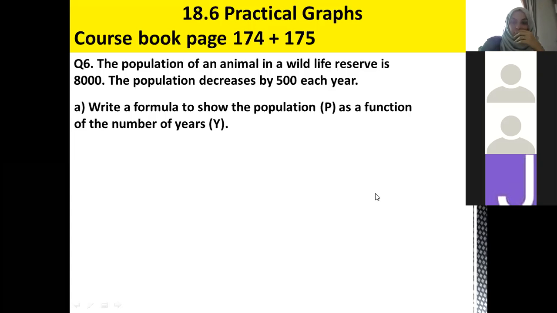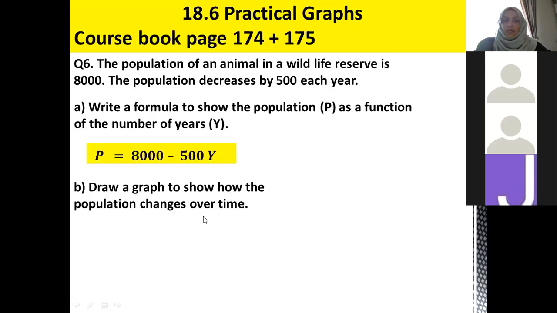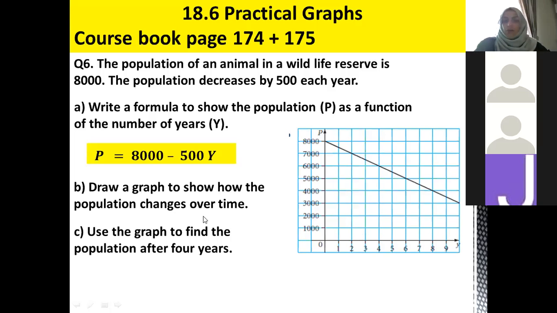Okay, so population equals 8,000 minus year multiplied by 500. Excellent. That's right, Farruha. Great job. The 8,000 minus the 500 multiplied by the year. Then we can draw the formula starting from the 8,000 and going down each and every year. Then it says use the graph to find the population after 4 years.